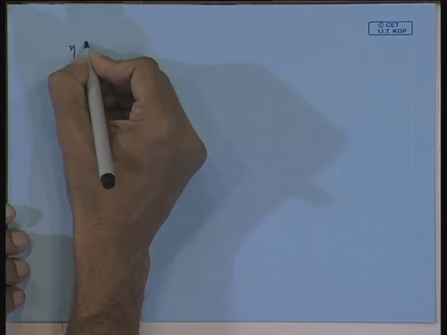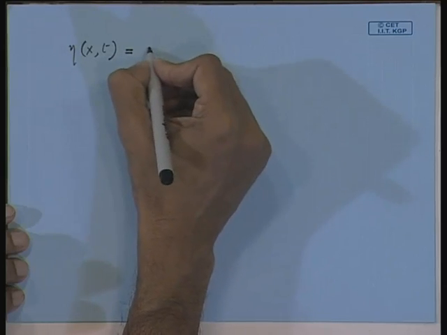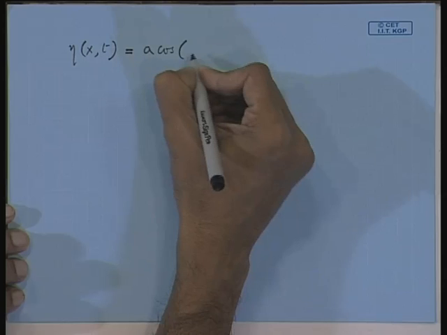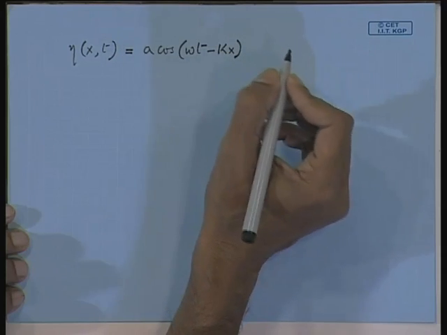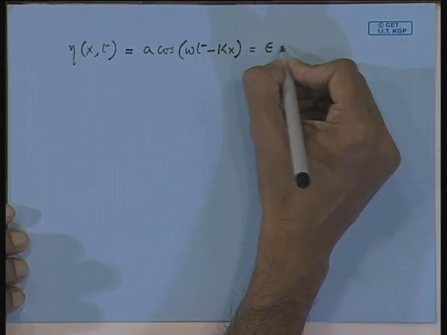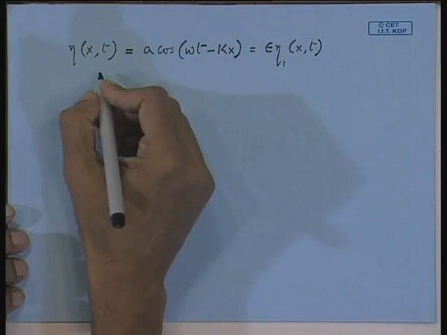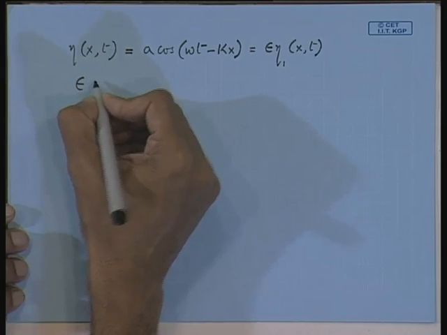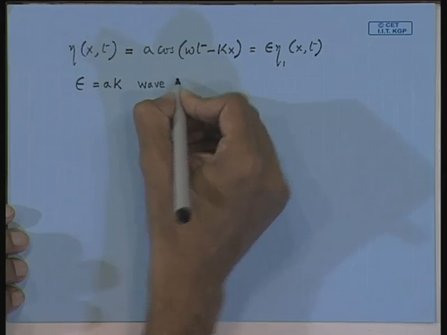Now, what you do, we have got the expression for the surface elevation. This expression for surface elevation is eta x t. That is, there are two terms, one is the spatial and the other is the time. So, this is given as a simple cosine term. You can take sine also, but for simplicity let us take omega t minus k x. Now, you can write this as epsilon eta 1 x t. Now, what is this epsilon? Epsilon is equal to a multiplied by k. This is called wave steepness.